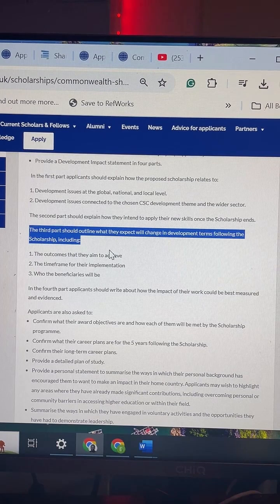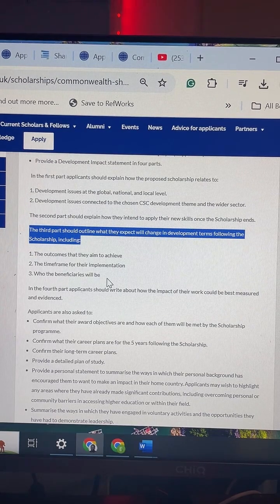And then the third part should outline what they expect will change in the development terms following the scholarship, including the outcomes that they aim to achieve, the time frame for the implementation, and who the beneficiaries will be. So this is one of the scholarships we will be writing the essays for.